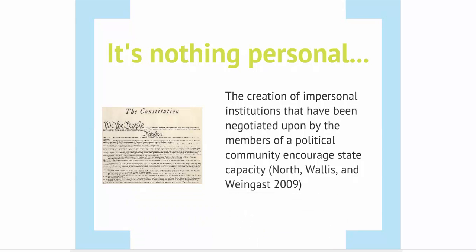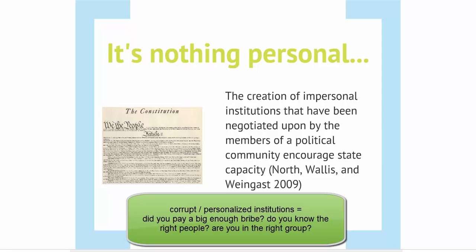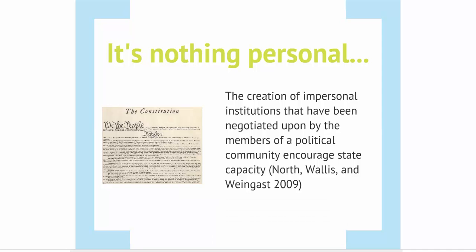Well, if the state's institutions are personalized, if there's some form of corruption, then all of that might not matter. What might matter is whether you pay a big enough bribe, whether you know the right person. Are you related to somebody? Do you have a good friend in the office? It might matter whether you are in the right ethnic or religious group. If you're in that group, you're great. You'll get it without filling out the correct forms even. If you're not, however, you might not get your new driver's license no matter what you do.